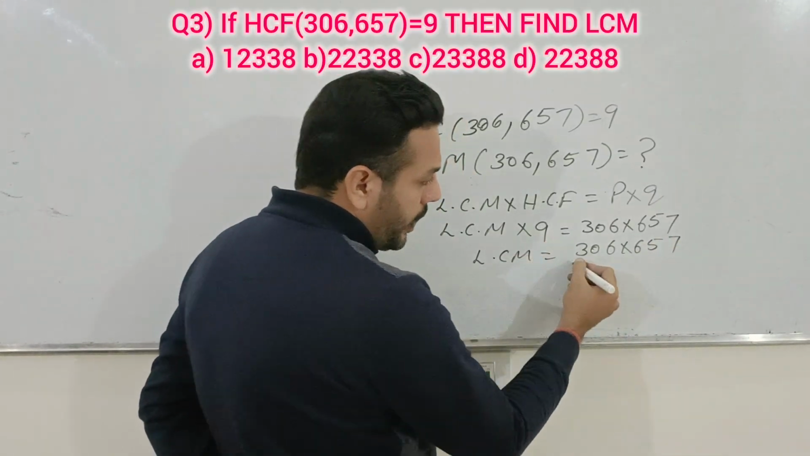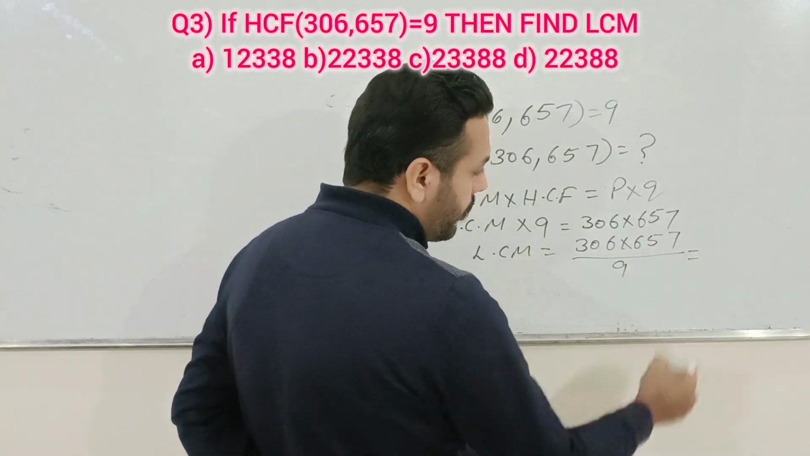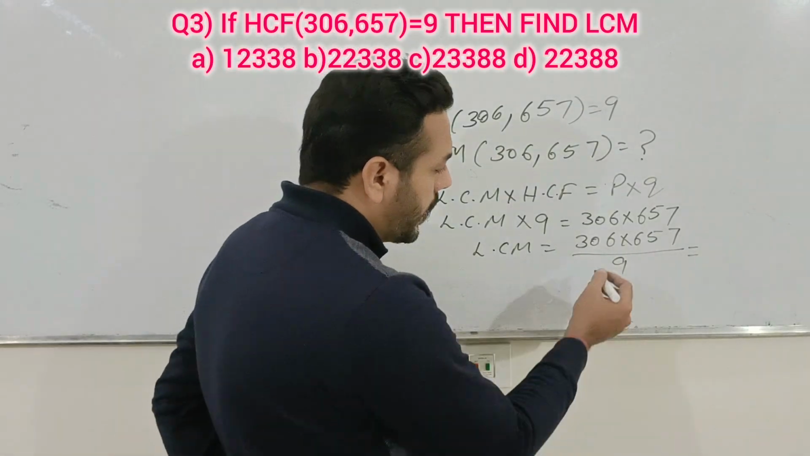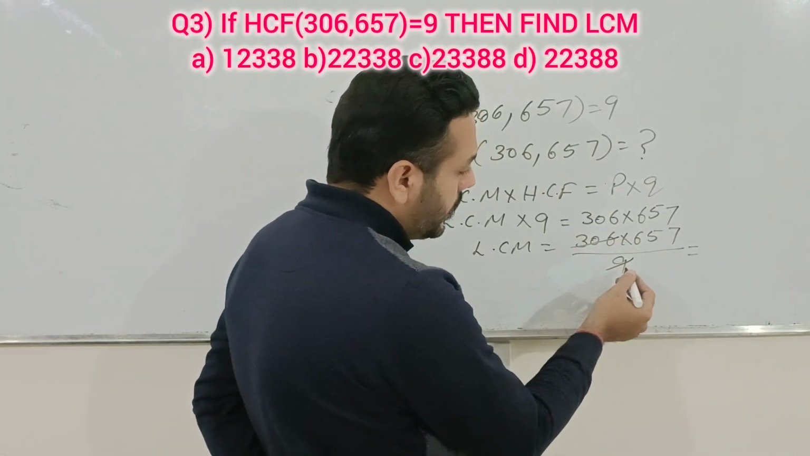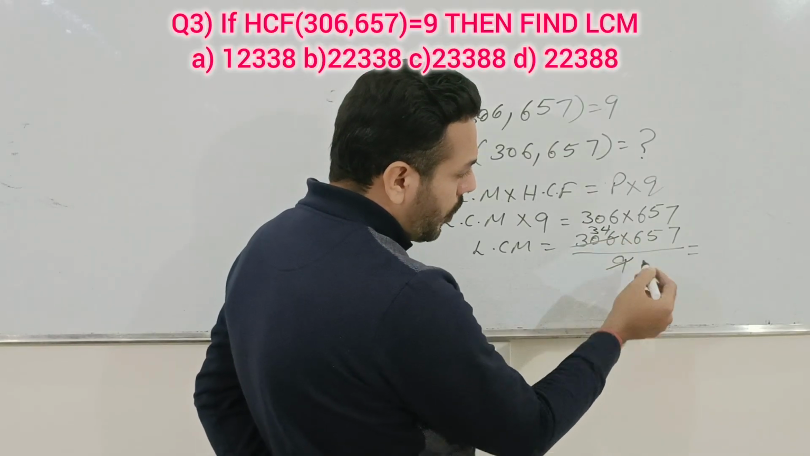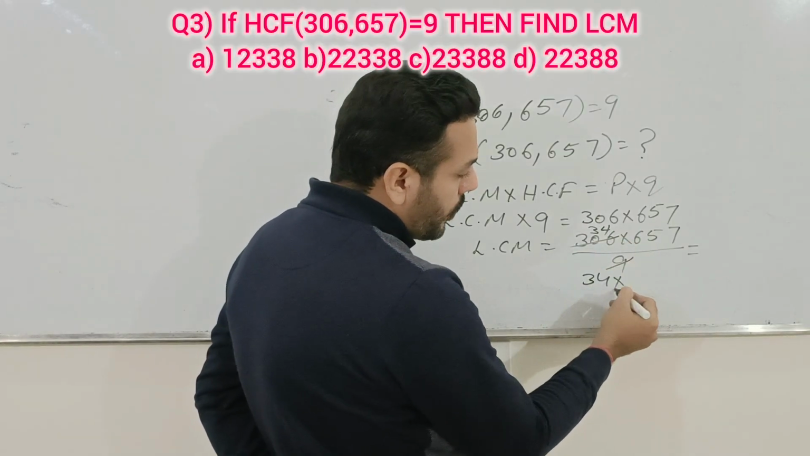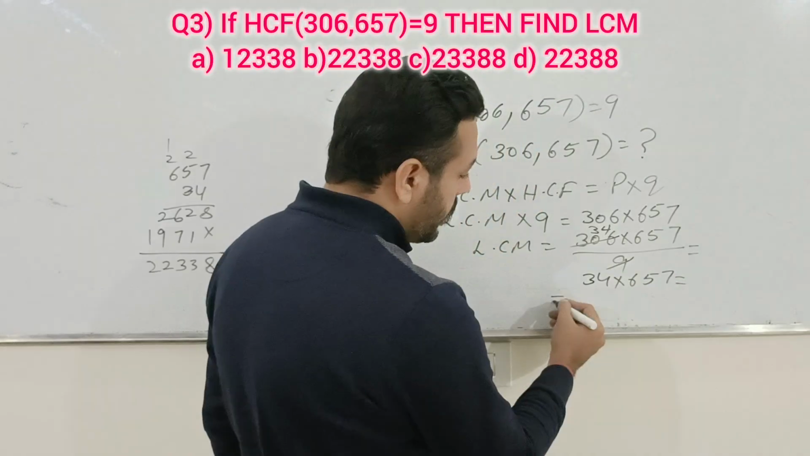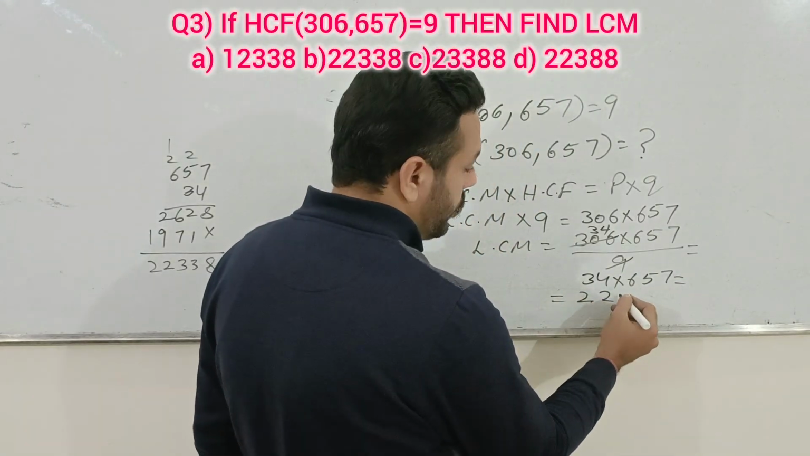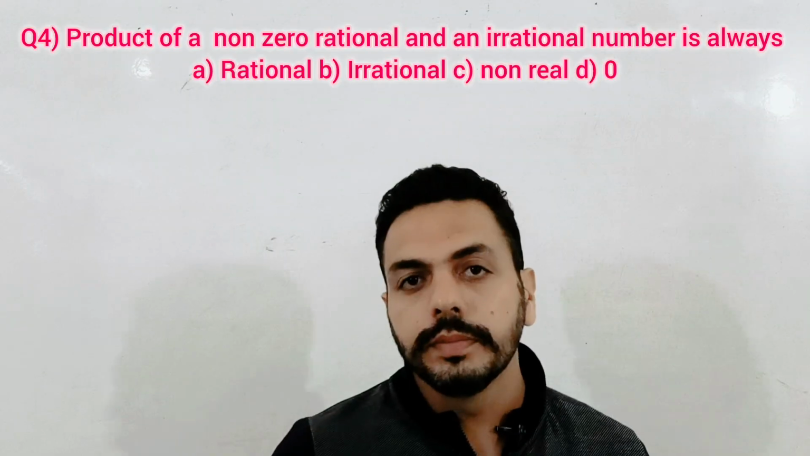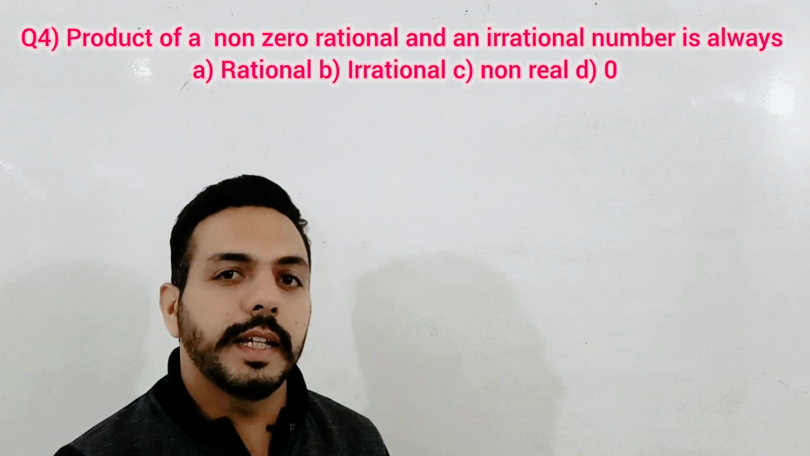After calculation we get 34. Now multiply 34 with 657, and we get 22338. Now our fourth question is again very interesting.